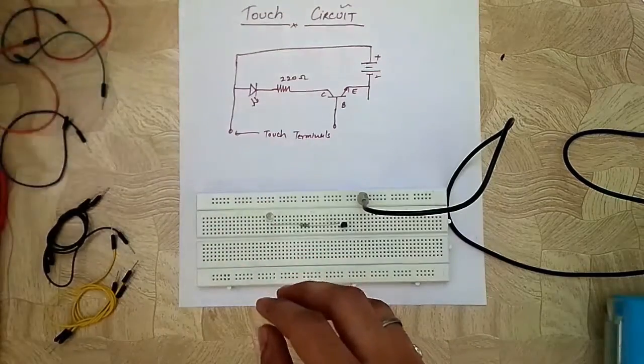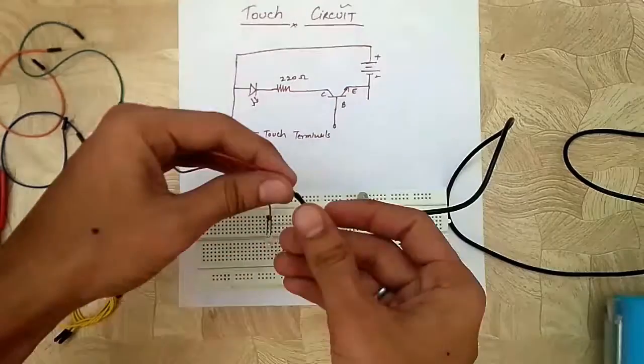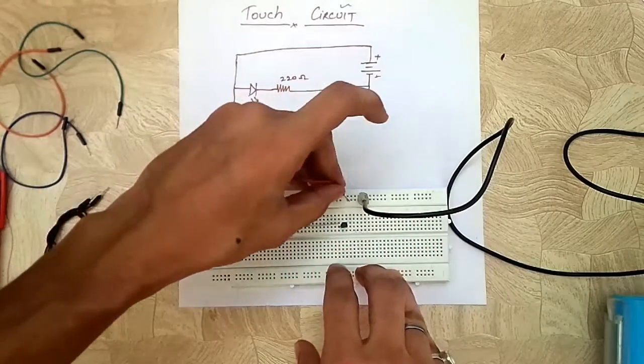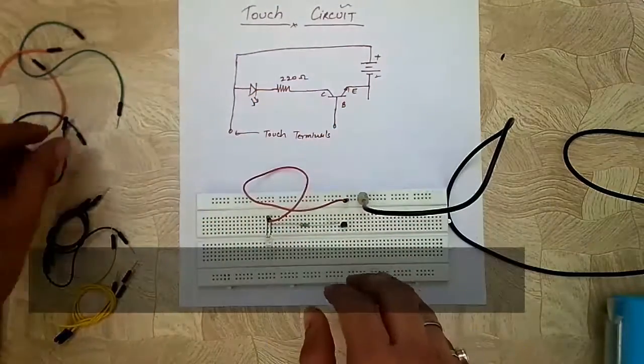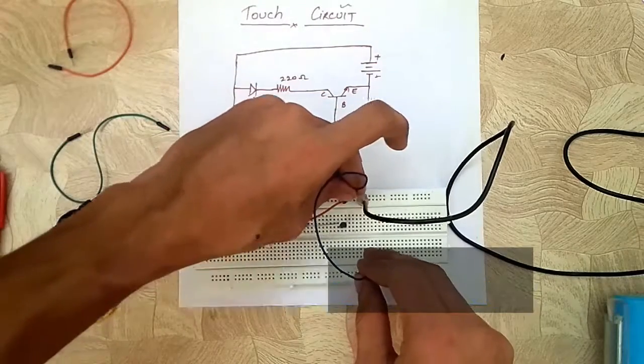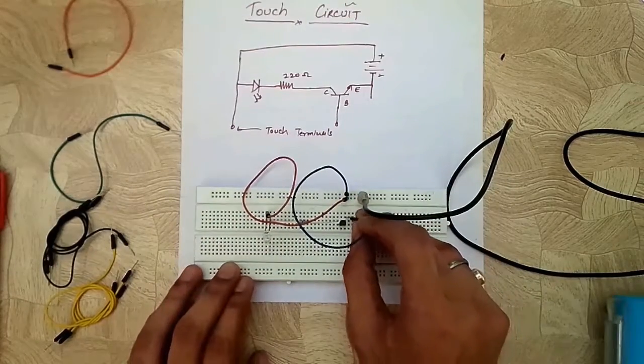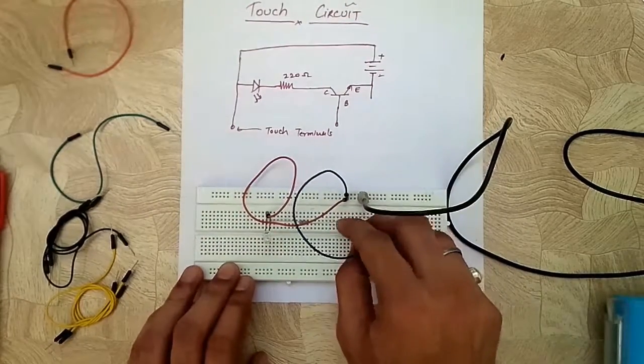Now the positive of the LED, I'm going to give the positive of the power supply, and on the other hand I am connecting the negative of the power supply to the transistor's emitter, as you can see in the circuit diagram.